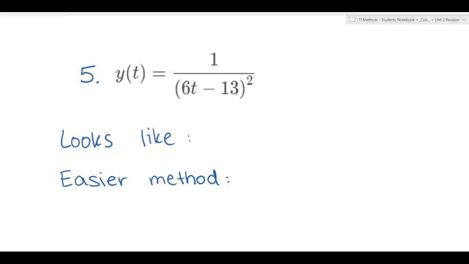All right, what does it look like? Quotient rule. What are we going to do instead because we're clever? Go. You have 30 seconds. Go. Unit 2 revision tab.